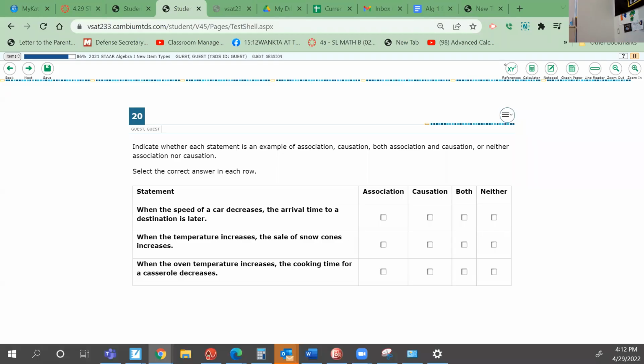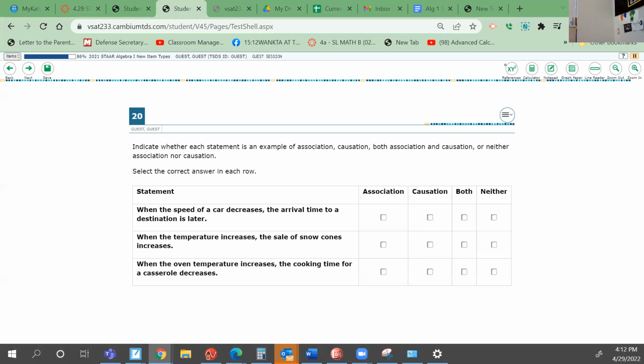All right, guys. So here we go now. Number 20, a little bit tricky. We did this in class with regression, but not very in depth. Key to remember is this. Let's look at the first one. It wants to know, is there a link between the speed of a car that decreases and the arrival time of a car at its destination? When the speed of the car decreases, the arrival time is later on. Yes, there's a link there, and so yes, we say it's a causation.